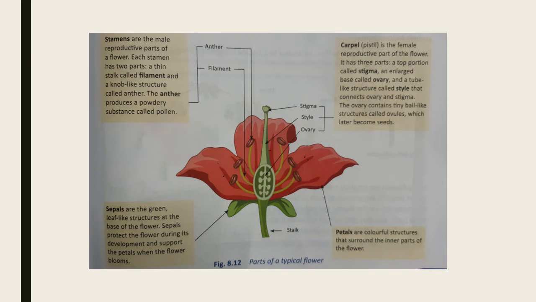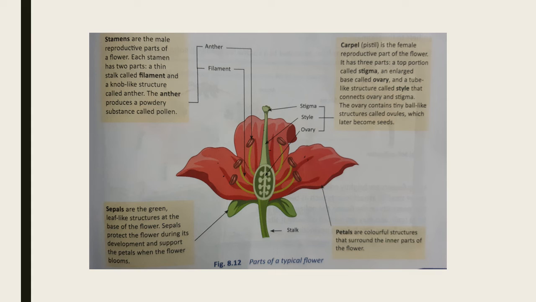Sepals protect the flower during its development and support the petals when the flower blooms. Understood, students? Then petals. Petals are the colorful structures.